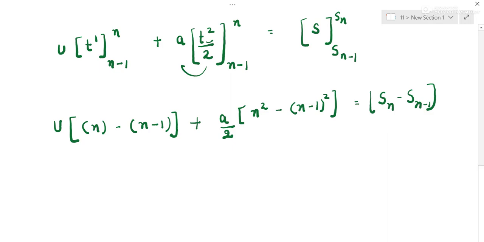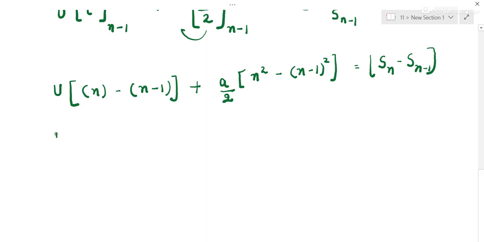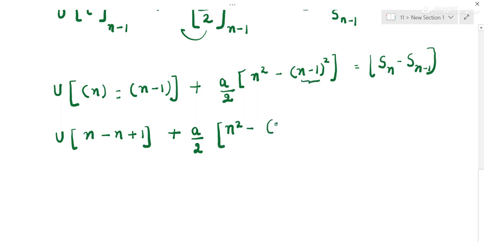Let us substitute, let us open the bracket now. U sign will change because the negative sign is there. So minus n plus 1, plus a by 2 n square minus, you can open the bracket, (a minus b) whole square is a square plus b square minus 2ab. Let us denote this quantity by s.